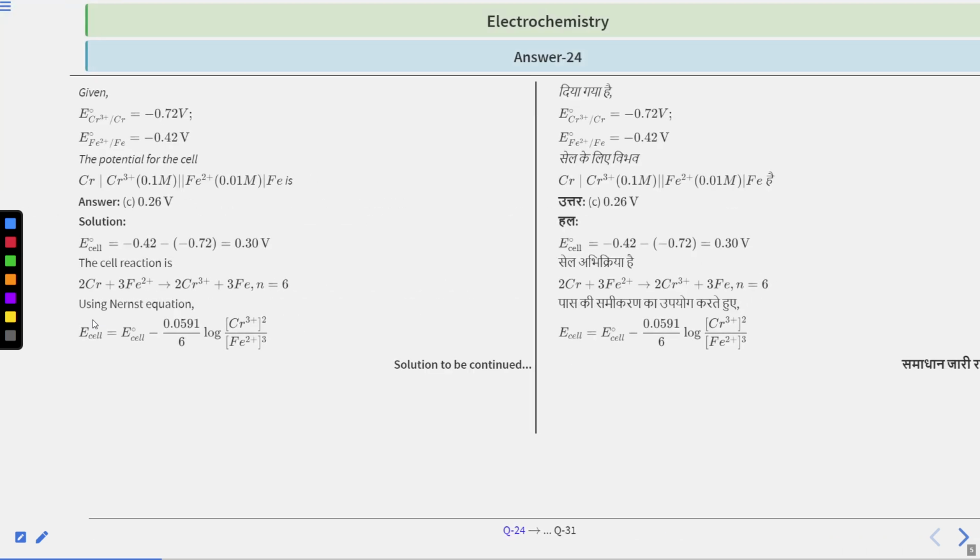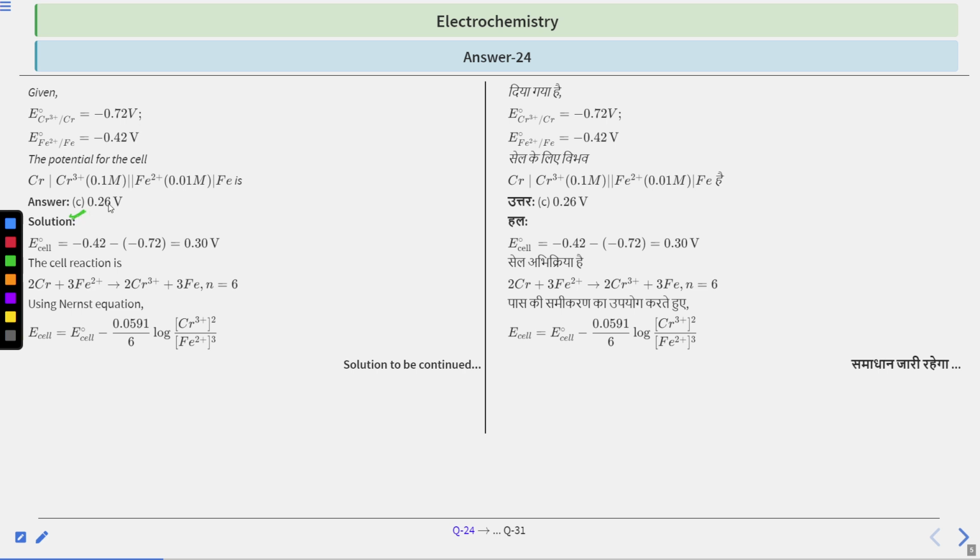Let's see the answer. The correct answer is option C, that is 0.26 volt. If we want to find the E0 of cell, we write E0 of cathode minus E0 of anode. E0 of cathode is minus 0.42, which is at the right hand side of the cell diagram. So it is minus 0.42 minus E0 of anode. The anode is this side, so it is minus 0.72. So minus of minus 0.72.